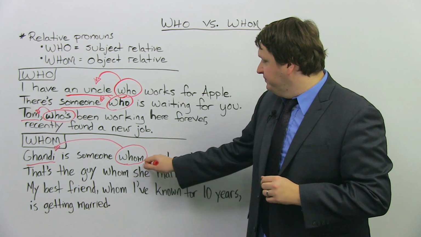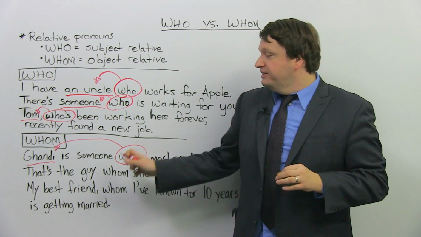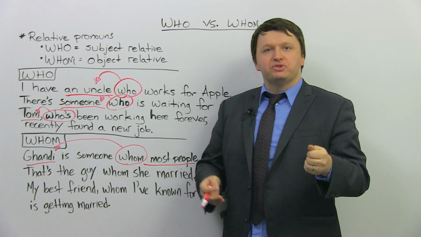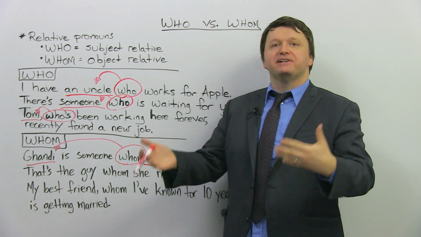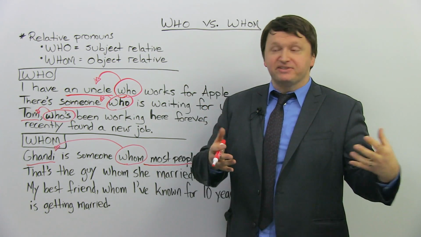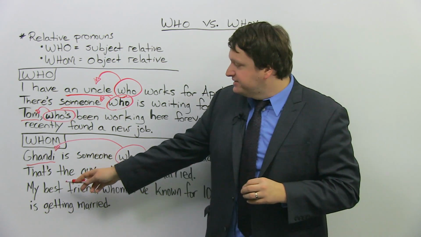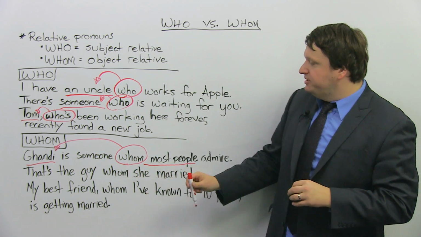So here, and this is true in most cases, after whom you usually have someone who does the action to someone else. So Gandhi is someone whom most people admire. Next, that's the guy whom she married.